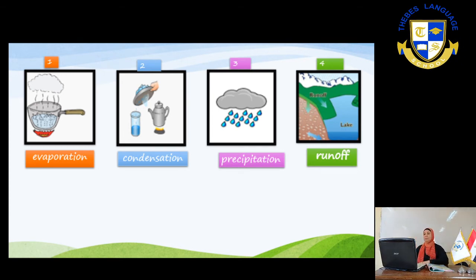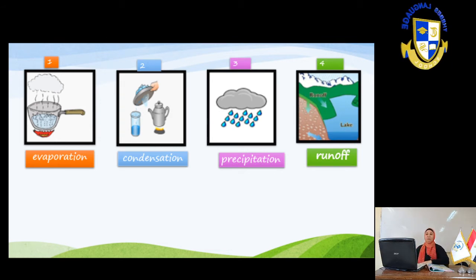Number 3 is precipitation, when the clouds get bigger and heavier, and they give us the rain. This is precipitation. And the 4th picture is for runoff. Runoff means water coming down from the mountains or hills into the sea or lakes.